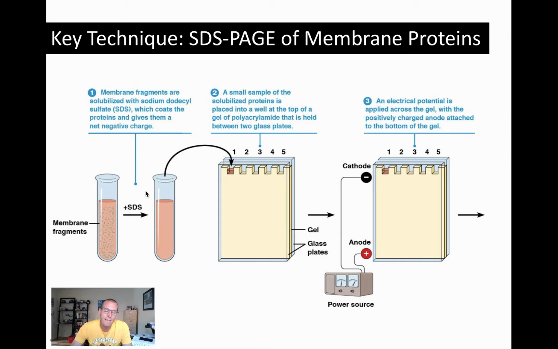We treat them with the SDS, and we treat them with beta-mercaptoethanol, and we heat them up. Then we take the sample and we put it into the well of this gel, which is shown in yellow. And the gel is kind of like the meat in a sandwich. So there are two glass plates, and between the glass plates is a gel made from polyacrylamide, so polymerized acrylamide. So acrylamide is a neurotoxin.